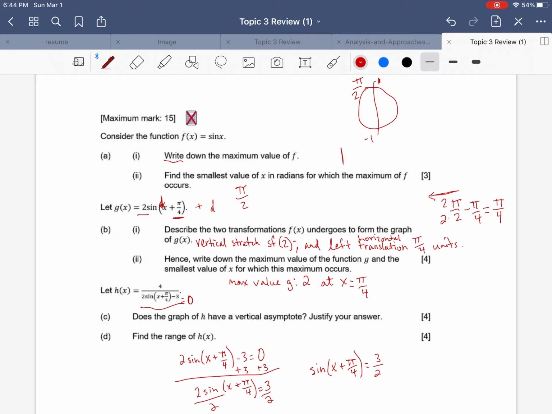Well, if you can recall, 3 over 2 is greater than 1. We can only go up to 1. So since it's greater than 1, it's out of our range. So therefore it does not exist. So therefore there are no vertical asymptotes, because we can never be 3 over 2.